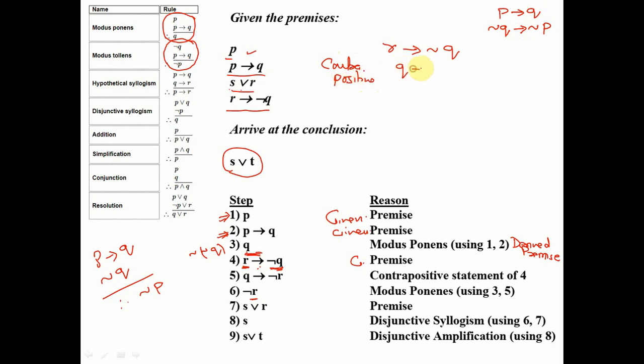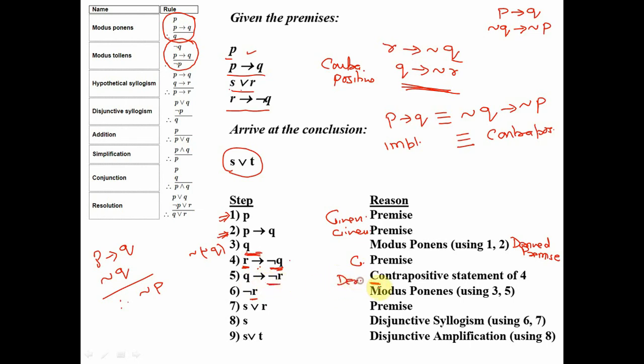Contrapositive of this will be Q implies negation of R. This is the contrapositive, and we know that P implies Q is logically equivalent to negation of Q implies negation of P. In other words, the implication and the contrapositive are logically equivalent. So I can say that R implies negation of Q is logically equivalent to Q implies negation of R, contrapositive. Again, another derived premise.